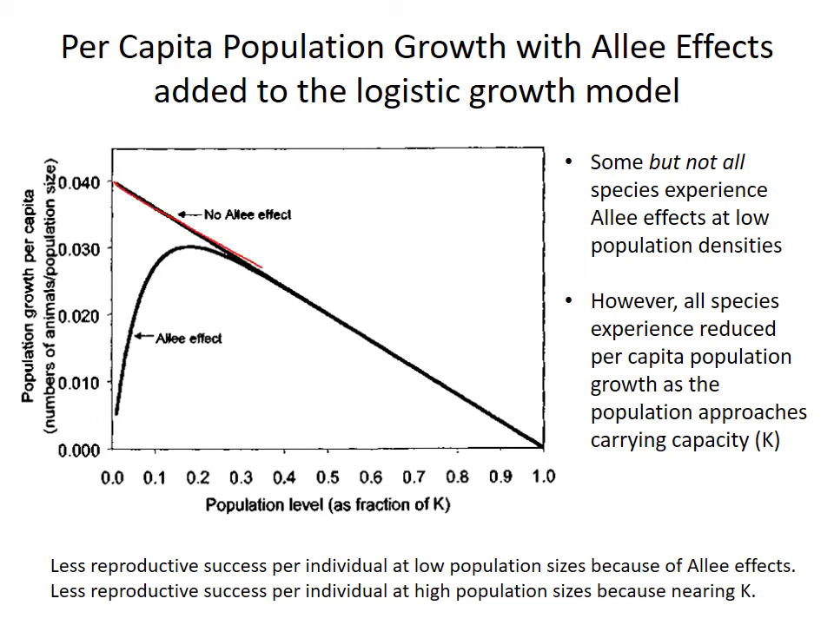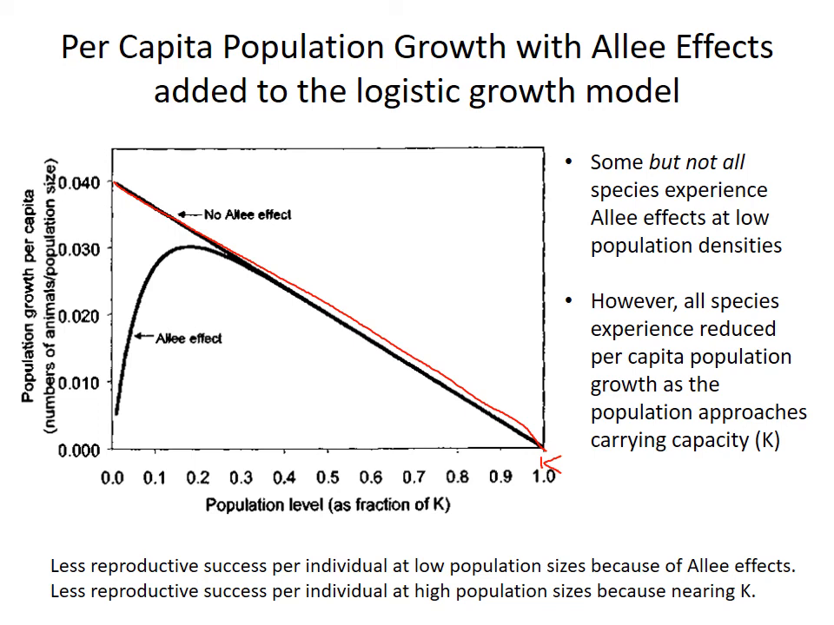this one looks very identical to the graph that I showed on the lower right of the previous slide. So you've got this per capita population growth rate that declines from low populations to high populations until it's basically zero when you reach K.